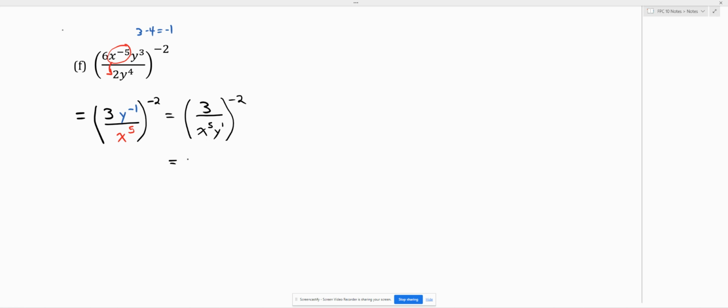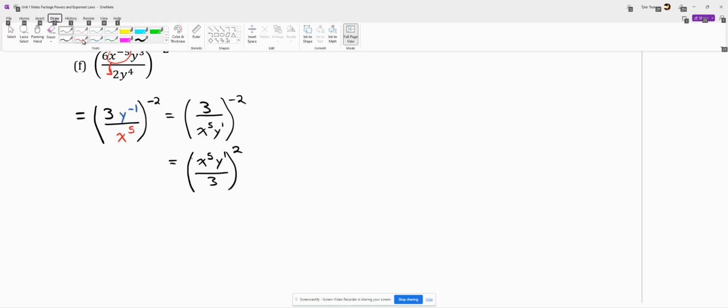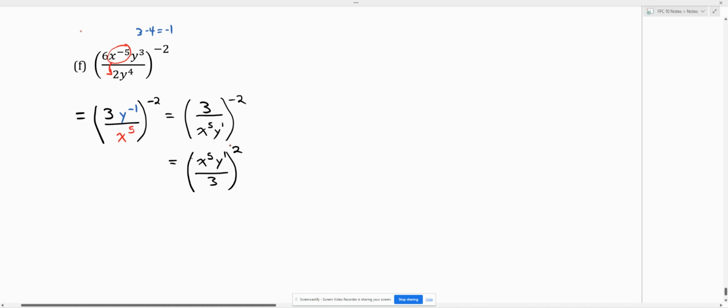So we're going to move the x to the 5, y to the 1 up top. The 3 is going to go down below, and we're going to square it all. And so that just means we're going to square everything inside. So we're going to square here, and square the 3 down below. So it's going to give me a new fraction of x to the 5 times 2 is 10, y to the 1 times 2 is 2, all over 3 squared, which is 9. And that's it. That's all.